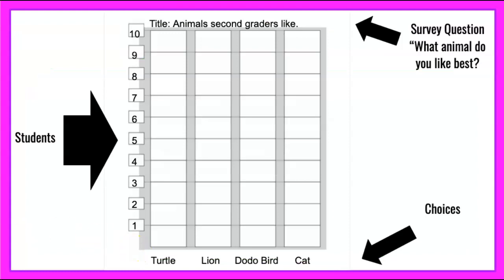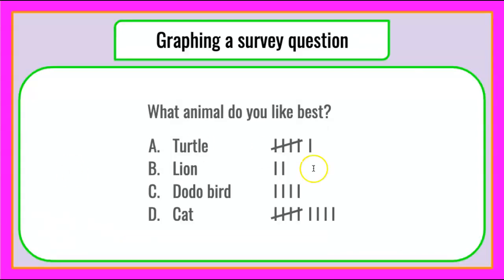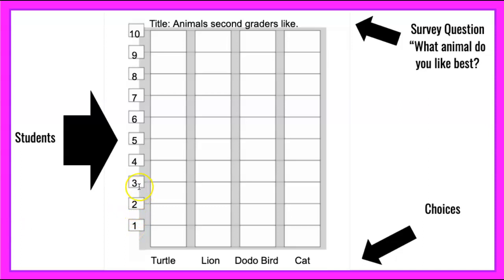Here we go. We do need to look at our graph again first. So we know that 9 is the most votes that we had. So we can do that 1, 2, 3, 4, 5, 6, 7, 8, 9, 10. Each bar representing 1 student.